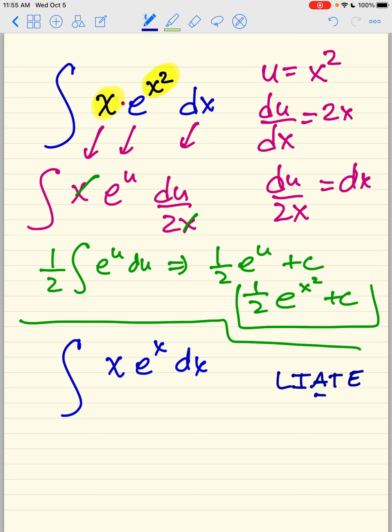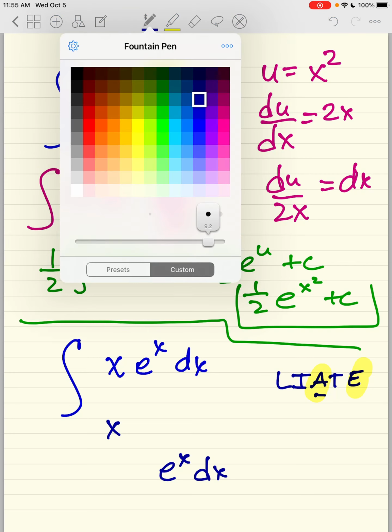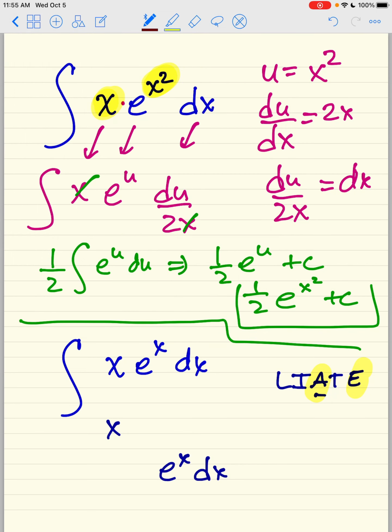So since this is going to be A and E, we're going to put the x here, and we're going to put the e to the x here, dx. We're going to take the derivative of x and put it here, which is 1. We're going to take the integral of e to the x, and that's e to the x. I'm going to put a dx there. Once we are done, we make a check.